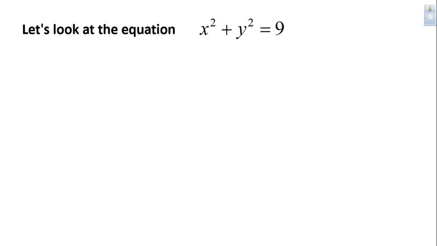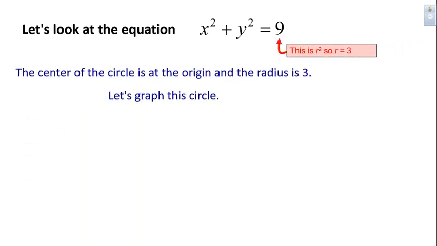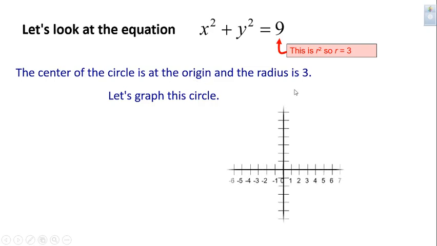Now, let's take a look at an example. x squared plus y squared equal to 9. As you can see, this looks just like the equation that we had. In this case, 9 is r squared, so that would mean r is 3. And since it's x squared plus y squared equal to r squared, this circle has the center at the origin, and its radius is 3.